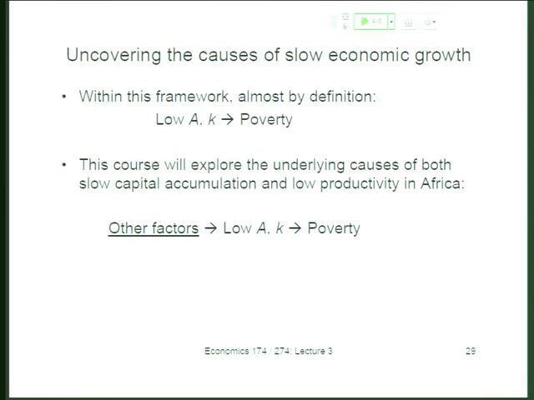Okay, so within this framework, really by definition, what's going to be driving output is A and K. Better technology makes you richer. More capital makes you richer. What I hope will be interesting about this course is going beyond just saying, oh, we need better institutions or we need more capital. This framework is going to give us some insight, but it's also going to leave some things unanswered that we're going to get into during the course of the term.